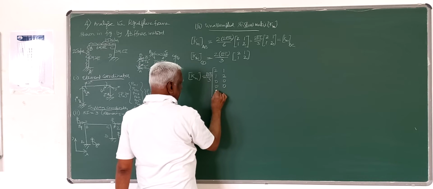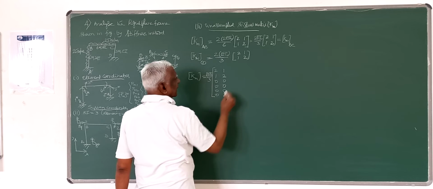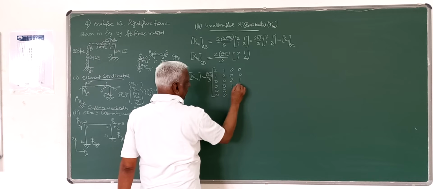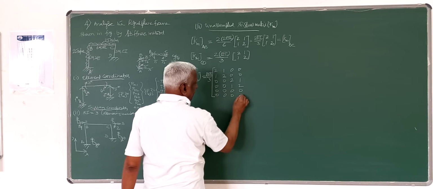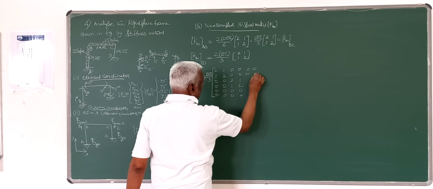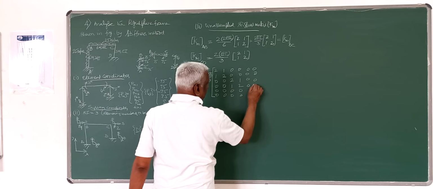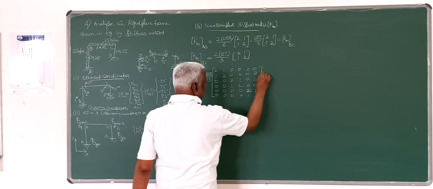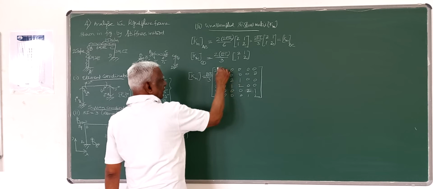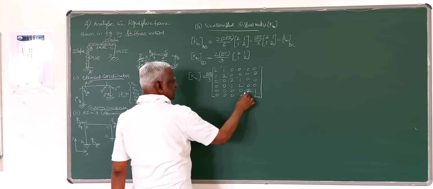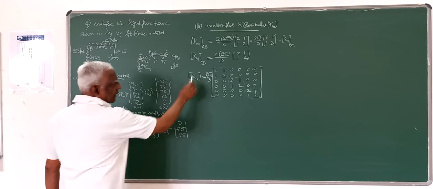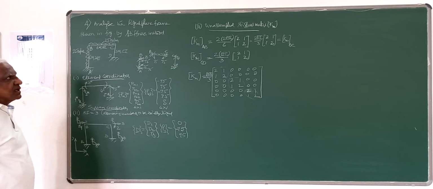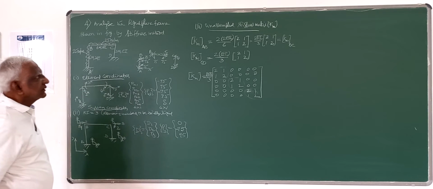And this is 0 for the other two members. And for member BC, it is 2, 1, 1, 2, others 0. For member 3, that is also 2, 1, 2, 1, 1. So like this, diagonally, I am arranging these stiffness matrices along this leading diagonal. That is the unassembled stiffness matrix for the entire structure.